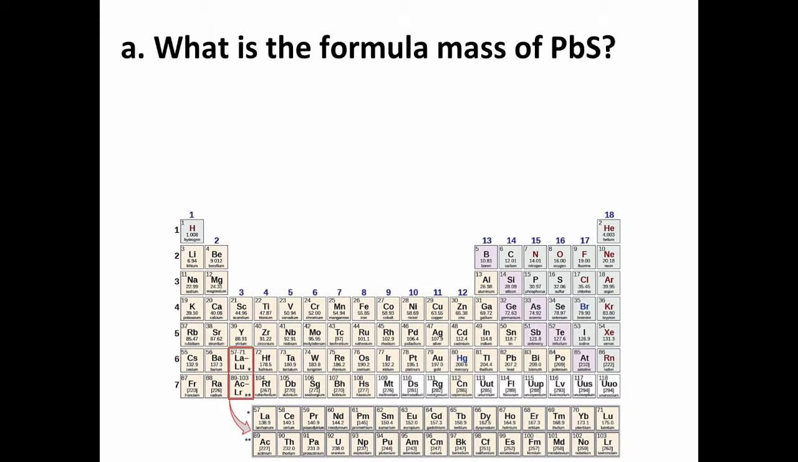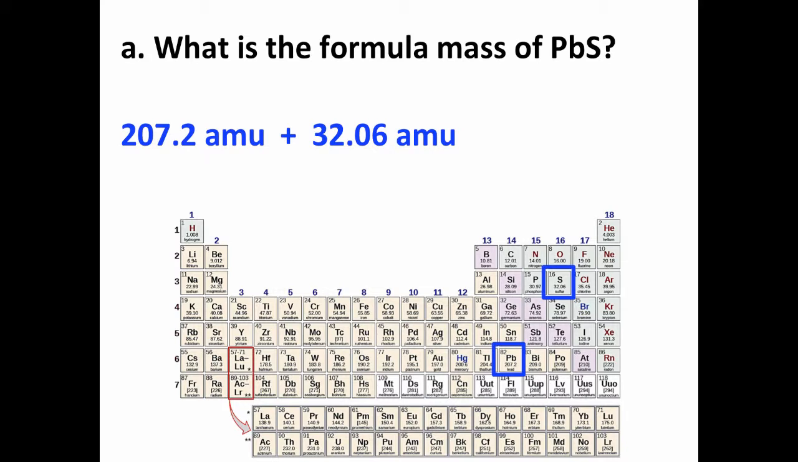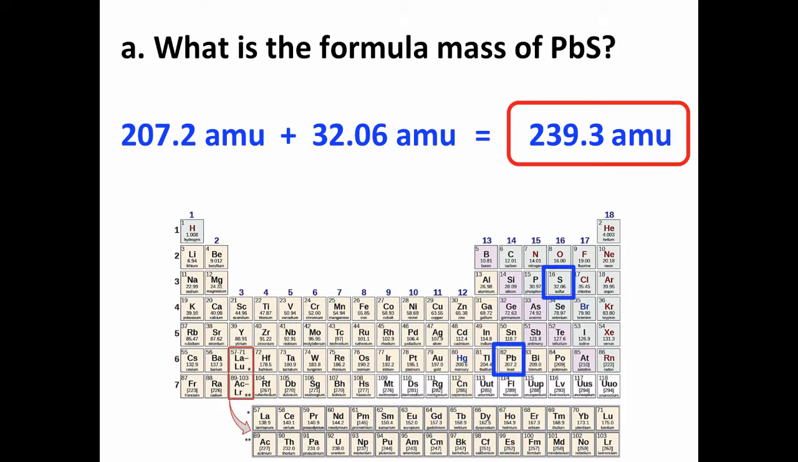So the formula unit for PbS, for lead(II) sulfide, is 1 lead ion and 1 sulfide ion, and the mass of 1 lead ion is essentially the same as the mass of 1 lead atom, which is 207.2 AMU. The mass of a sulfur atom is about the same as the mass of a sulfide ion, 32.06 AMU. Add those together, 239.3 AMU. So the fundamental unit of this compound, the formula unit, has a mass of 239.3 AMU.